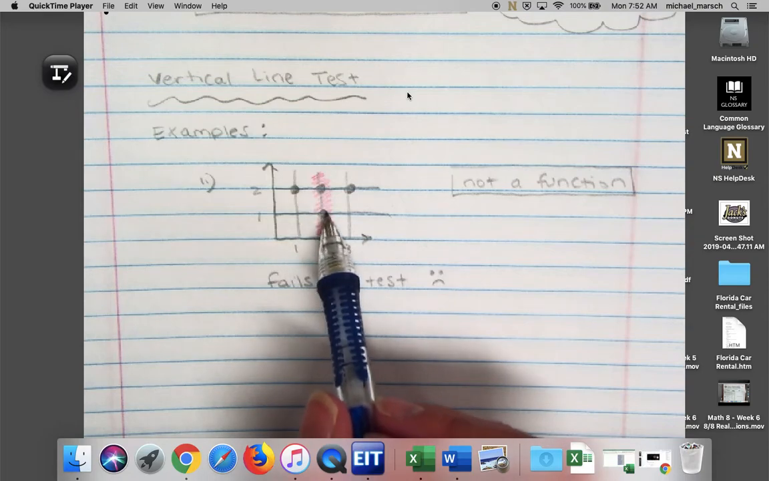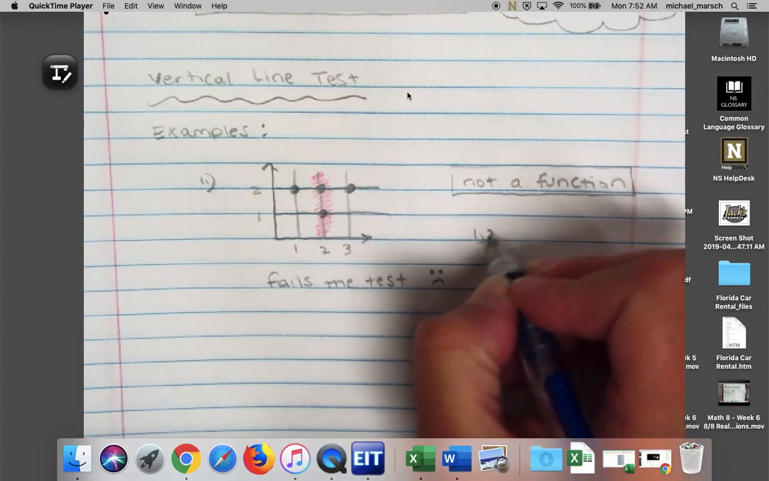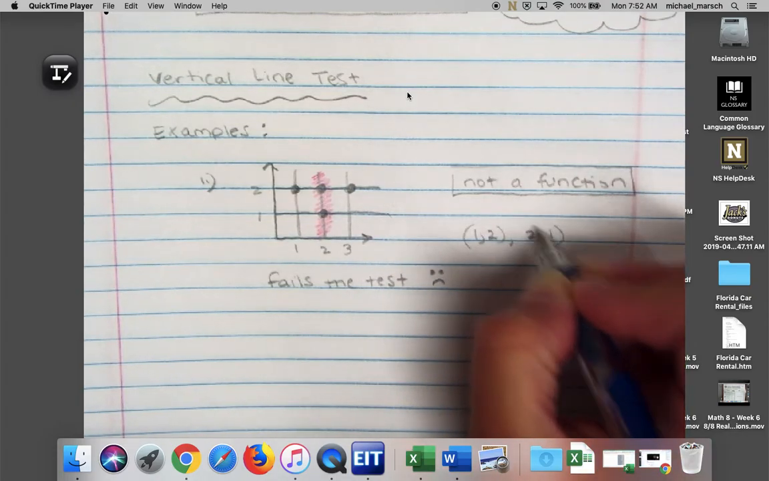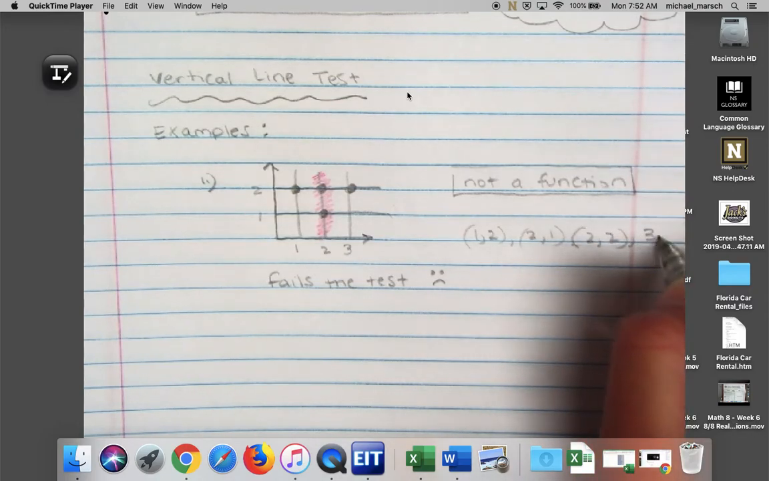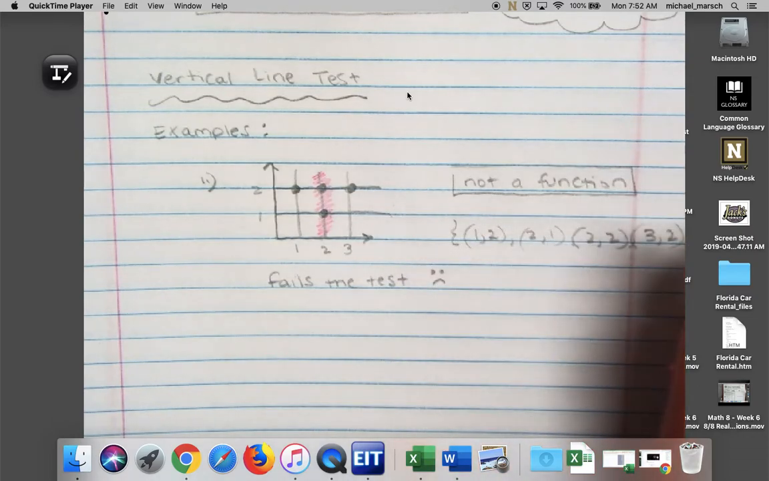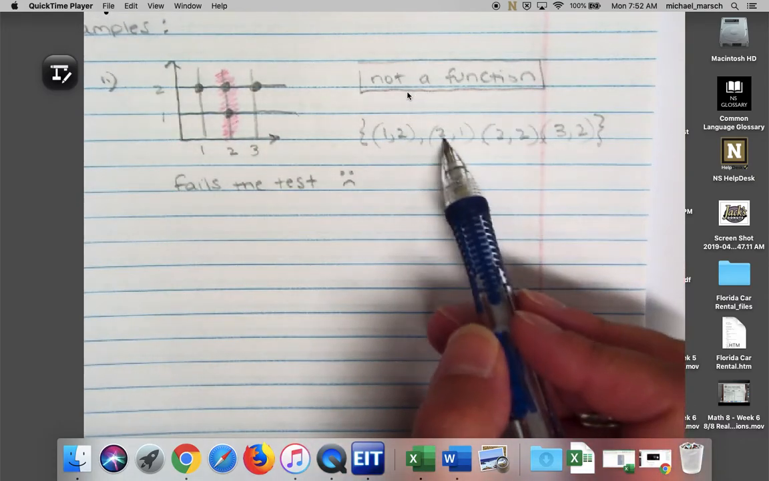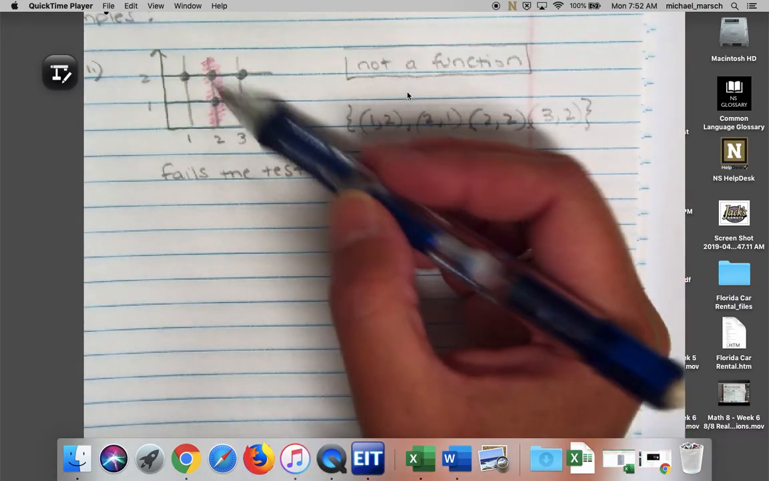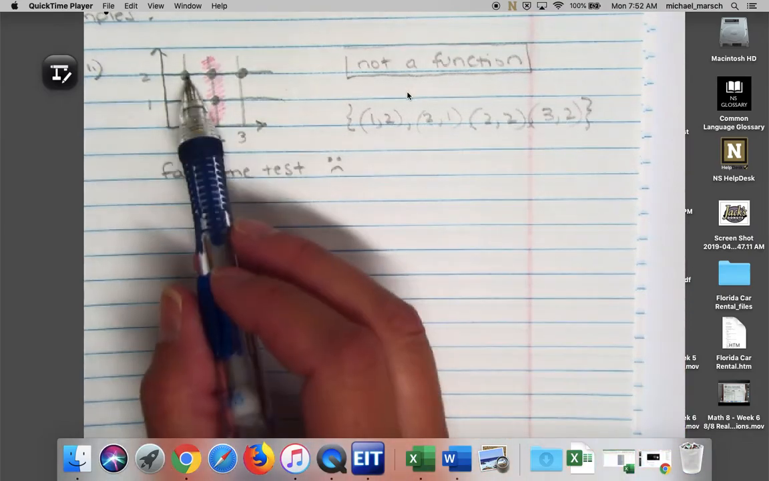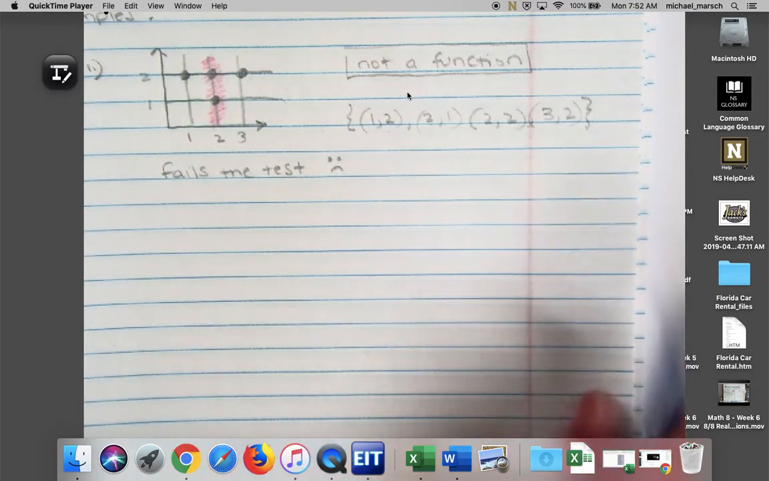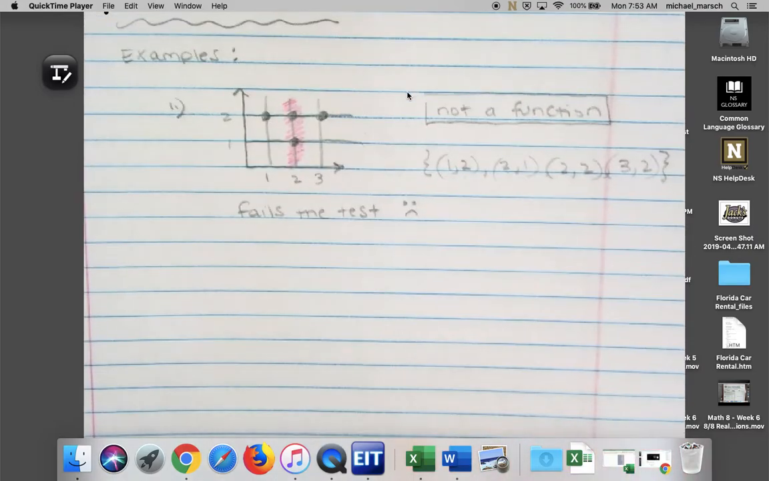Okay, so if I were to list these as ordered pairs, I would get (1, 2), (2, 1), (2, 2), and (3, 2). Right? So if I were to write this out as a list of ordered pairs for my relation, now I can see that these x values of 2 repeat, and that's what's being shown here with this red line. Again, I have these y values, 2, 2, and 2, doesn't matter. It's the x values of 2 that repeat that determine whether or not it's a function.